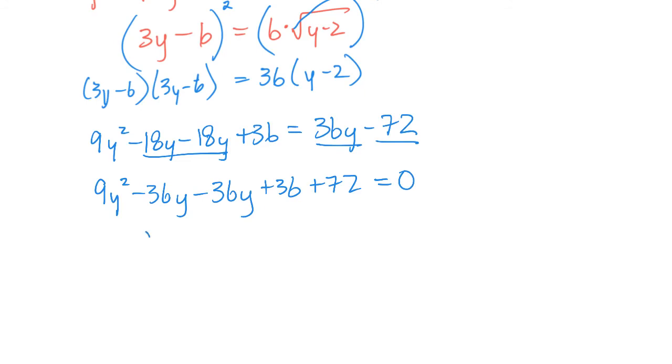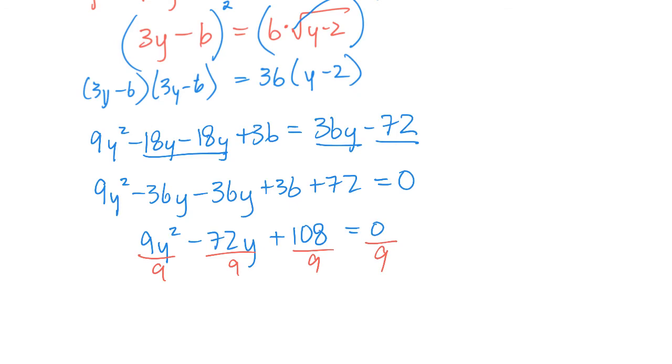Okay, collecting like terms, 9y squared minus 72y, add these things, that's 108. It's a quadratic. I wonder if I can take a common factor of 9 out first. I think so. So let's divide everybody by 9.